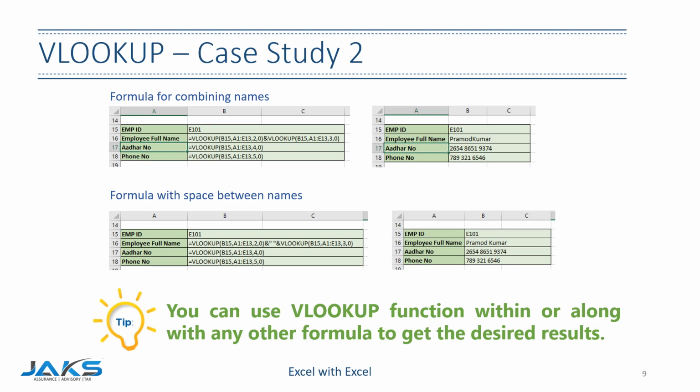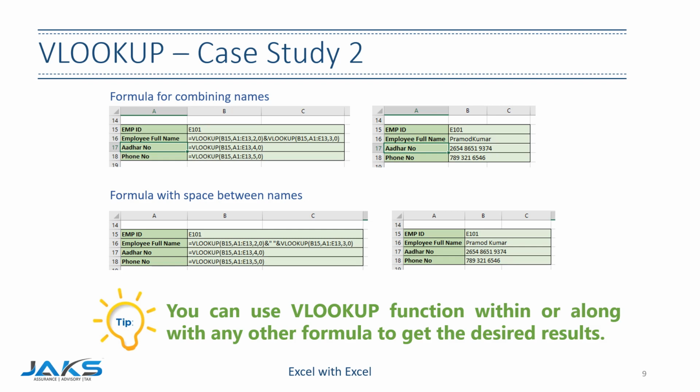That looks pretty cool. But there is one issue. Both the names appear as a single name, and there is no space between first name and last name. How to overcome this issue? We can solve that by adding a blank space in between the names and joining them. Here it is. We can use the VLOOKUP function within or along with any other formula to get the desired results.